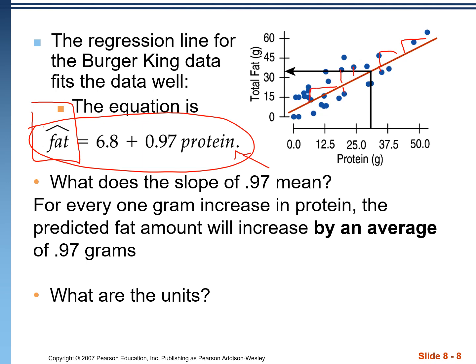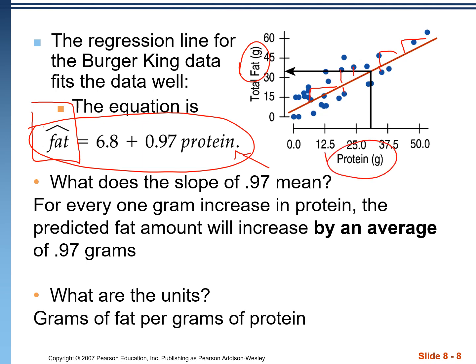What are the units? When you're asked about units in a scatter plot, just think back to algebra and slope. It's rise over run. So we have units for the vertical axis, that's the rise, over the run, units for the horizontal. So it's grams of fat per grams of protein.